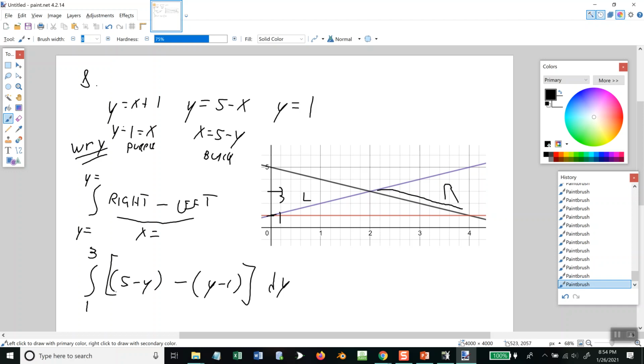Does everybody see the setup on that? The big part on this is you have to keep track when you're doing respect to y. These have to be y equals here. And we looked at where this went from y equals 1 to y equals 3. And then whatever functions you put here have to be in the form x equals, specifically, the one on the right minus the one on the left.